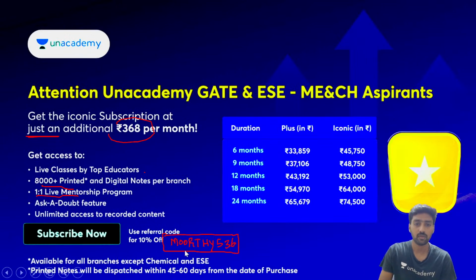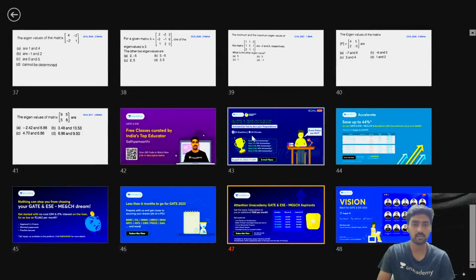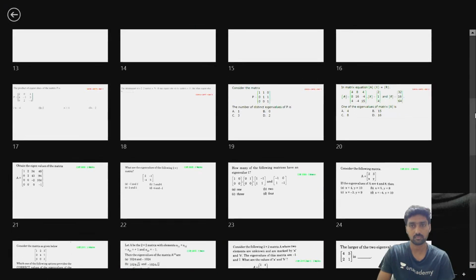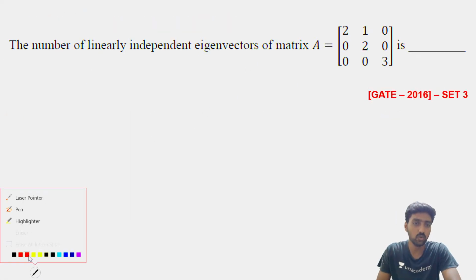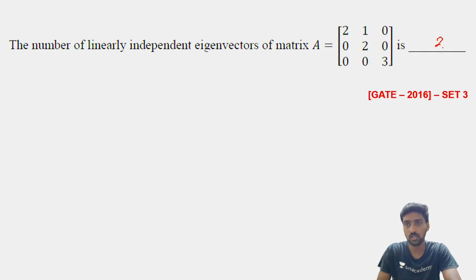Okay, now we are moving to the remaining questions. Next, the number of linearly independent eigenvectors of the matrix. How many linearly dependent eigenvalues are there? Two linearly dependent and two linearly independent values are there. So totally it's 2. Next one.